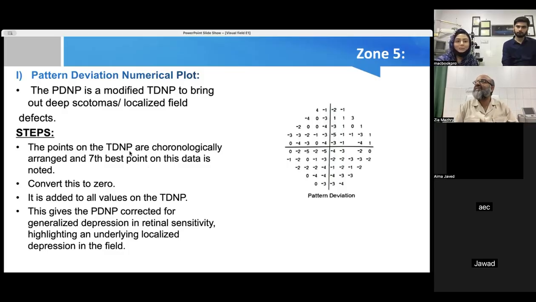To convert total deviation numerical plot into pattern deviation numerical plot, we arrange the points in the total deviation numerical plot in chronological order, and the seventh best point on this data is noted. For example, we arrange the points and the seventh best point comes out to be +5. Then we will convert this to 0. So the -5 and +5 is equal to 0, and we add the +5 to all the values on the total deviation numerical plot. This corrects the generalized depression in retinal sensitivity and indicates any underlying localized scotoma or depression in the field.